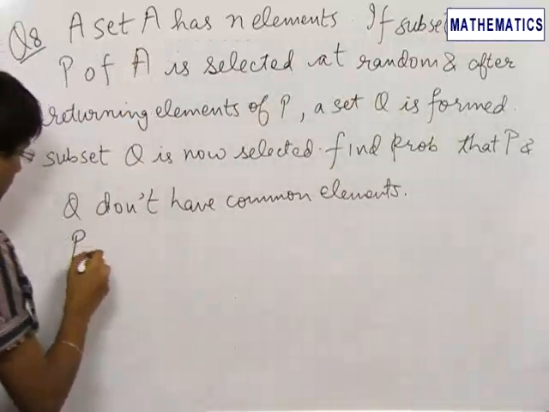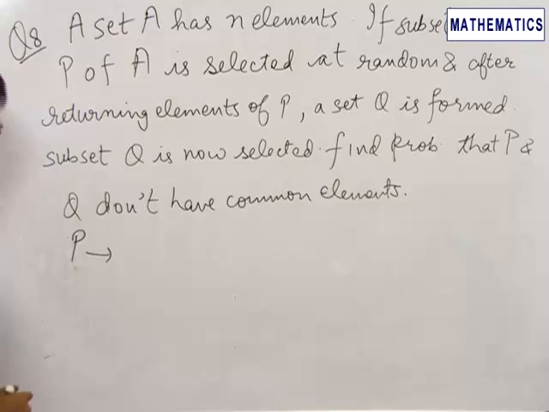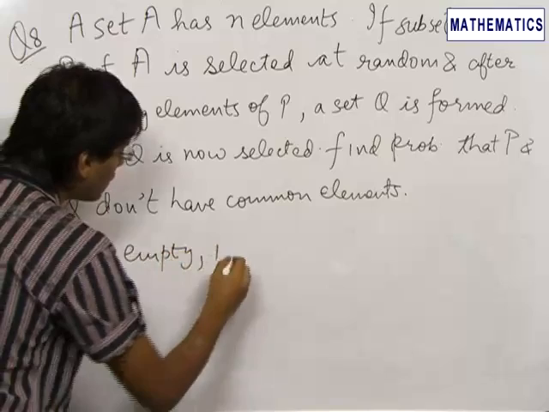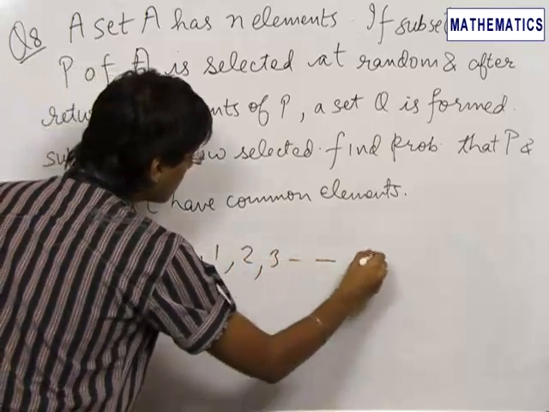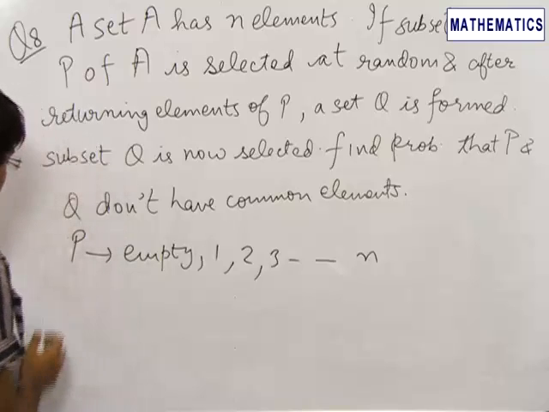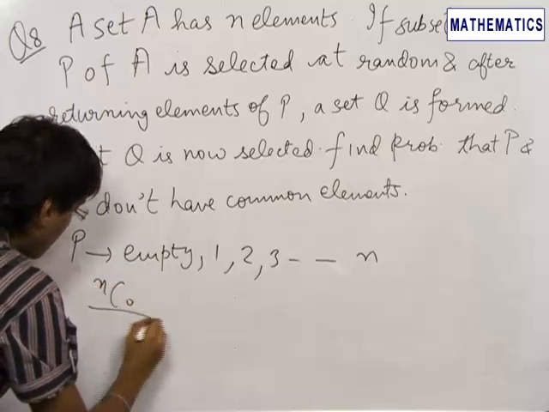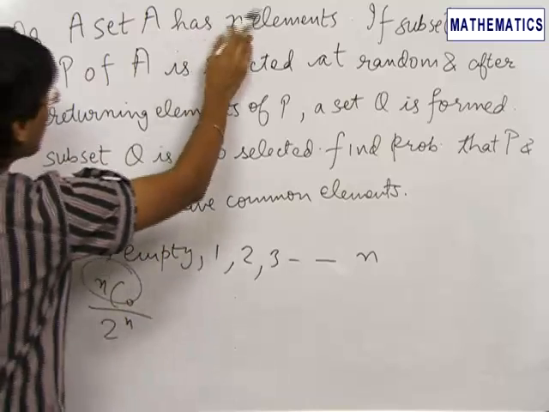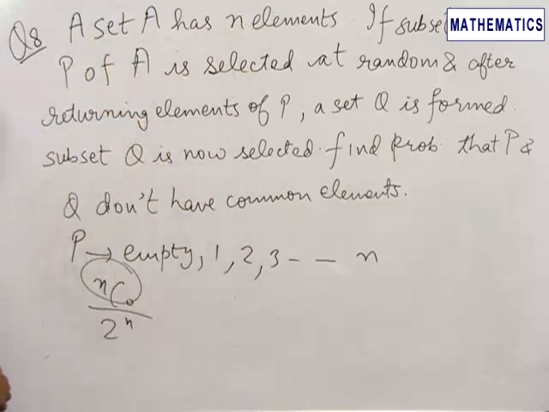We can have the set, or rather the subset P, to be an empty set, a set having one element, two elements, three elements or n elements. So probability of selecting P if P is empty is nC0 upon 2 power n. This is because out of those n elements which are present in A, we are not selecting any element for the set P, hence it is nC0 upon 2 power n.